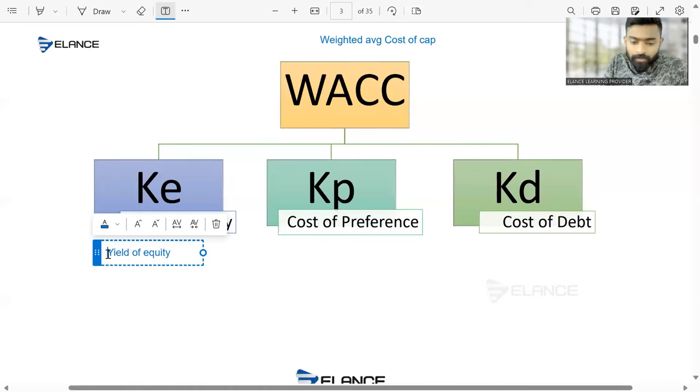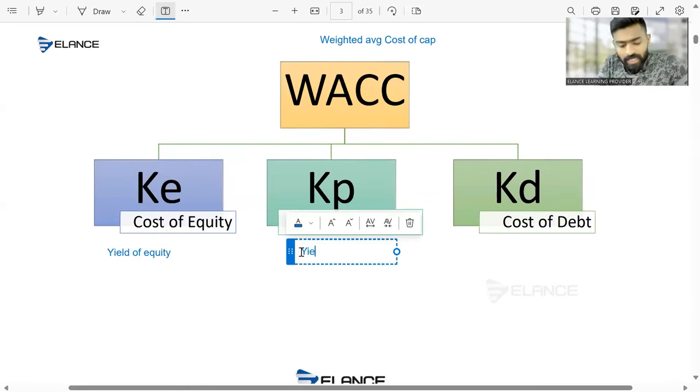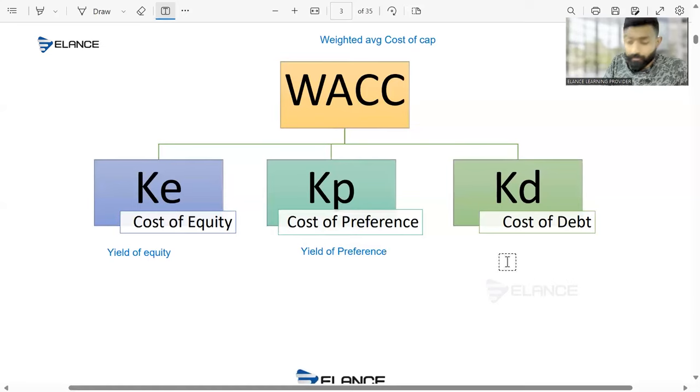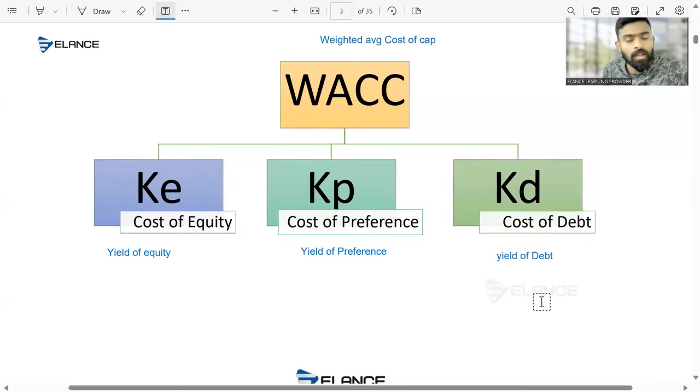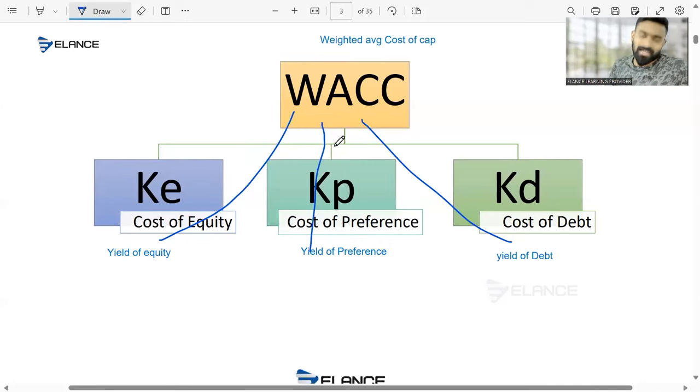From the viewpoint of the company, it is named as cost of equity. We need to calculate the yield, rate of return of the preference shareholder. From the viewpoint of the company, it is said to be cost of preference. Similarly, we need to calculate the yield of debt holders as well, which from the company's viewpoint is the cost of debt. So first we will be calculating these three, and we will be taking the weighted average of these three in order to get the WACC.